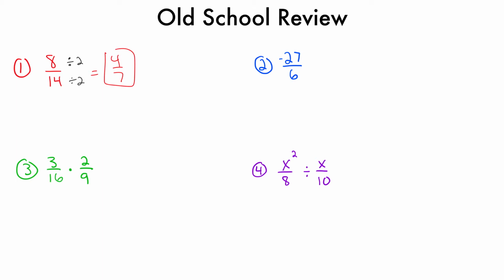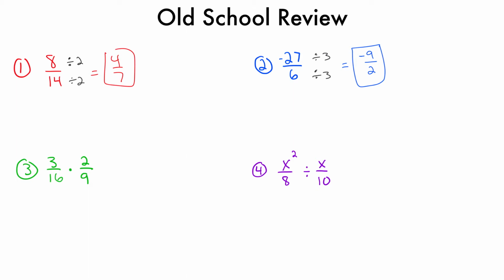Problem 2, same thing. I have a negative 27 divided by positive 6. The top and bottom are both divisible by 3. 27 divided by 3 is 9, so it's going to be negative 9, over 6 divided by 3 is 2. There's my answer. This is how we reduce fractions. As soon as variables start taking a role, it starts to change a little bit, but we're not quite there yet.